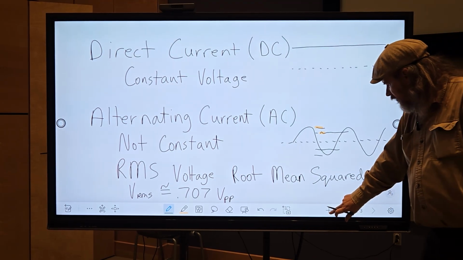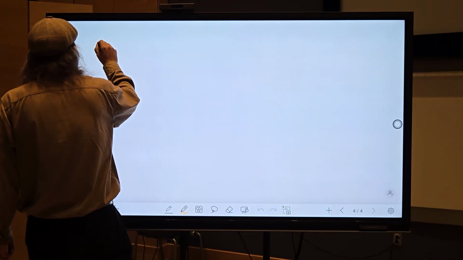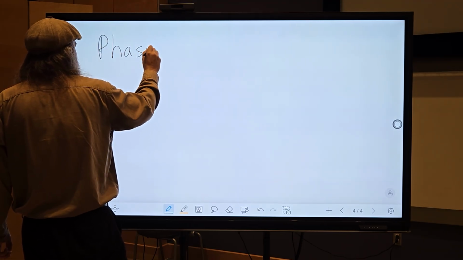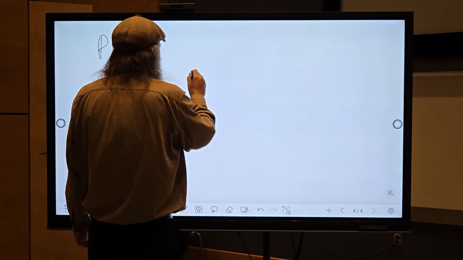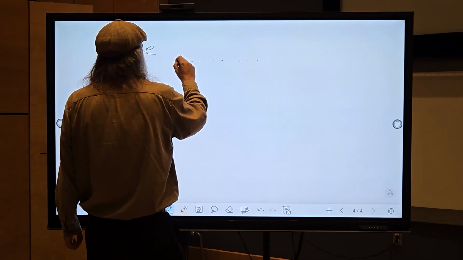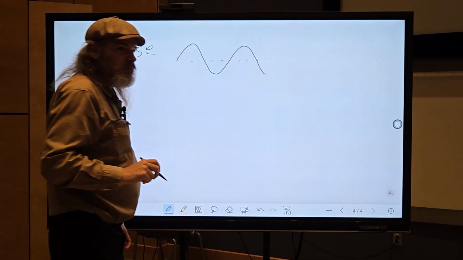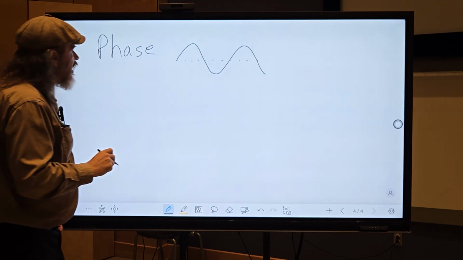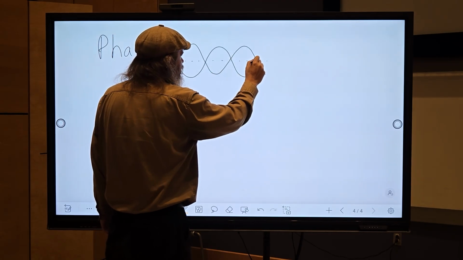Now, another little quirk about alternating current, AC current, is phase is a factor. So say you have ground and you have one lead with that voltage, and then this another lead with this voltage.